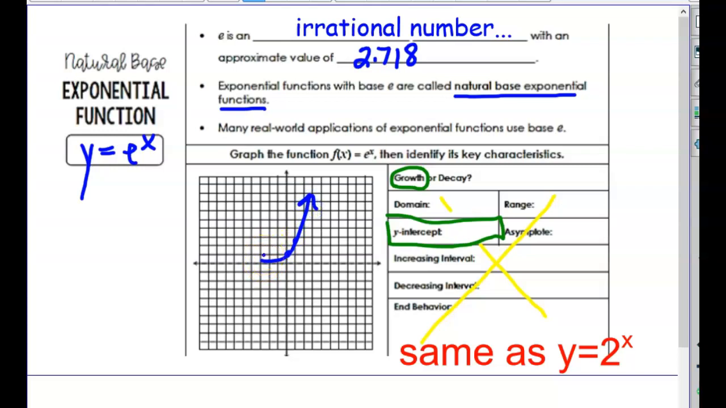So it's this shape. You'd have an ordered pair at (0, 1). You'd have an ordered pair at (1, e), which is about 2.7. It's a growth function, and it still has a y-intercept at (0, 1). Everything else is the same as 2 to the x. It's just going a little bit faster. So don't be scared when you see an e.